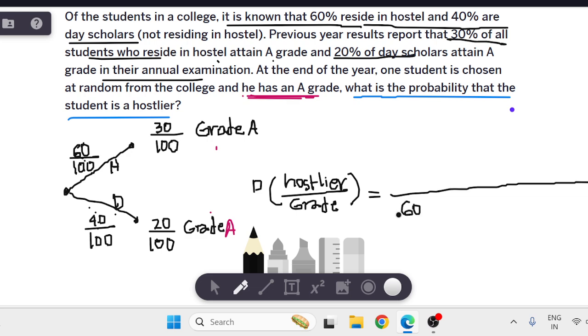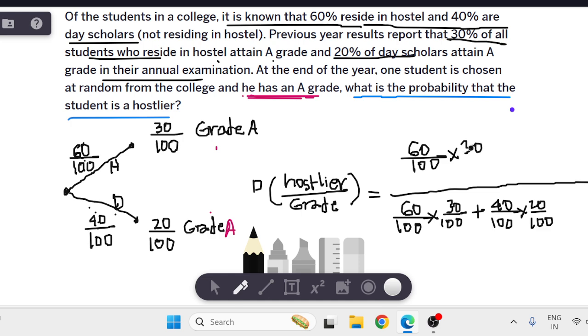Either he will be a hostelier, so can I write 60 by 100 into 30 by 100 plus 40 by 100 into 20 by 100. So the second branch will give this one. This is the given condition, and on the top it will be what is the probability that he is from hostelier. So hostelier probability is 60 by 100 into 30 by 100. So we can cancel the denominator. Even we cancel two zeros.